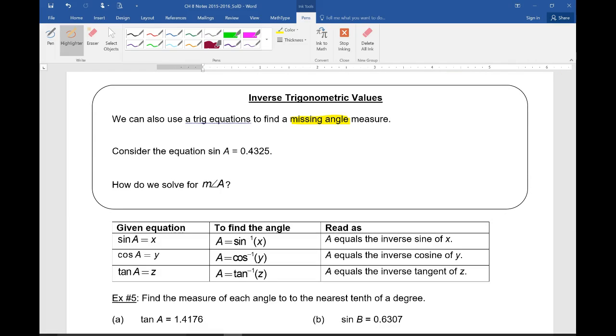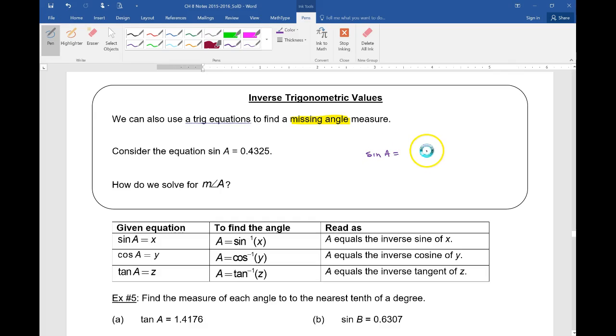All right. So look at this one. I have an equation, sine of A is equal to this. So I've got some mysterious angle. And I took the sine of it. It gave me this. Now we have to go backwards and figure out what this mysterious angle was. To do that, here's what we do. So I have sine of A is equal to 0.4325. Right? And I wrote that like that on purpose.